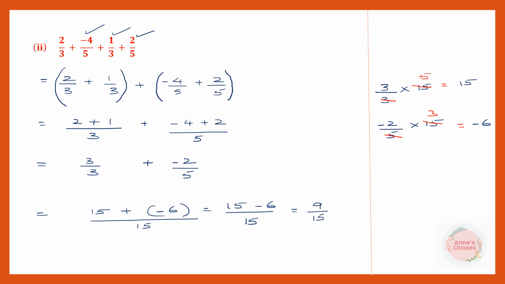And 9 by 15 can be reduced to the lowest term. Both 9 and 15 are divisible by 3. So 3 3s are 9, 3 5s are 15. So what do we have here? We have 3 by 5, which is our final answer.